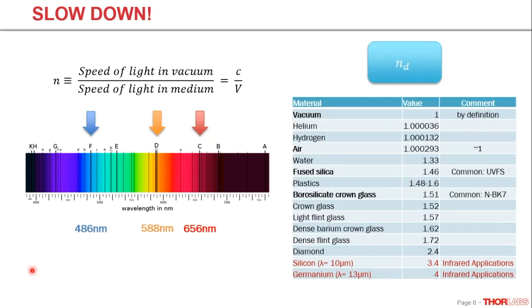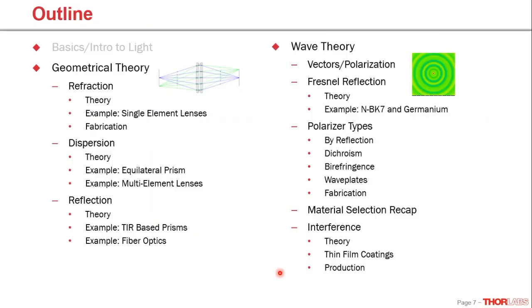And here are some of the common transmissive materials and their indices. In most cases, assigning air equal to 1 is precise enough. Some IR materials do not transmit at 588, and so they are defined at wavelengths that they are generally used at. We see these two, silicon defined at 10 microns and germanium defined at lambda equals 13 microns. So with that, we've touched on the basics and should allow us to get into a little bit more of the geometric theory and particularly refraction.